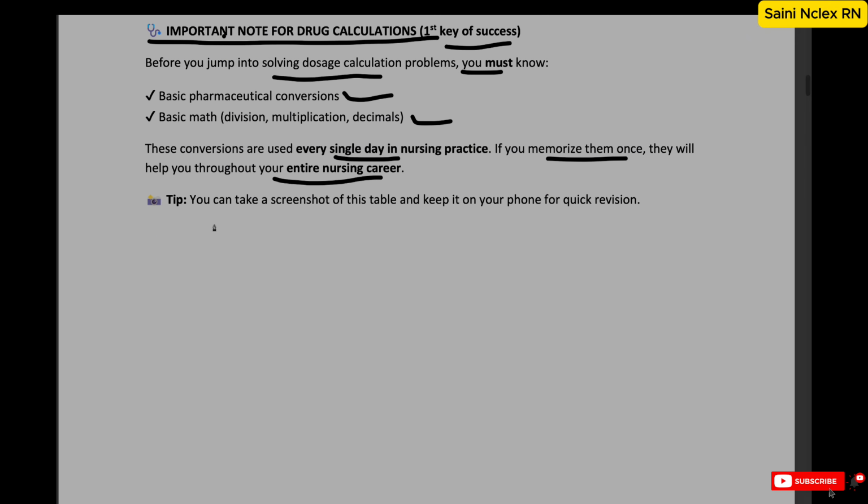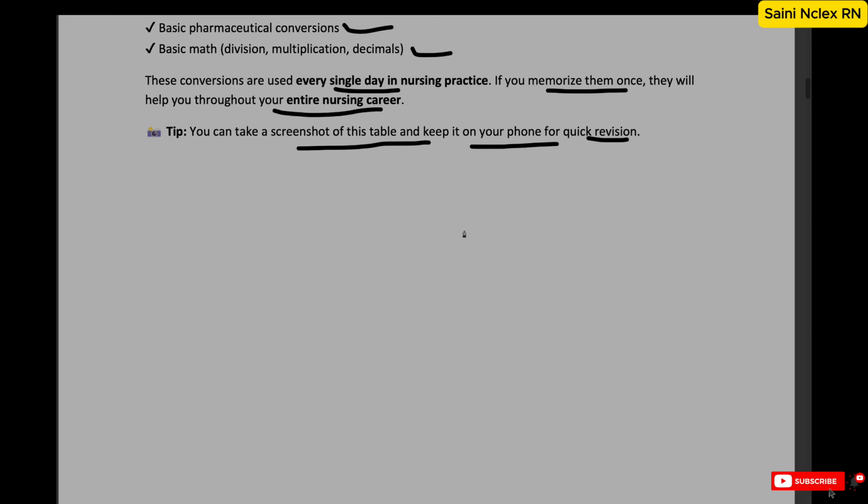And I would advise you guys, I do have some important notes, some important conversions like basic conversion rates, unit conversions, abbreviations, meal time terms, and percentage solutions. Some of them are so important, and I would advise you please take a screenshot of these tables and keep them in your phone for quick revision. They will help you throughout your entire nursing career. So guys, these are the fundamentals of drug calculation, those tables that I'm going to show you right now. And before solving advanced problems you need to make sure you are 100% comfortable with them.